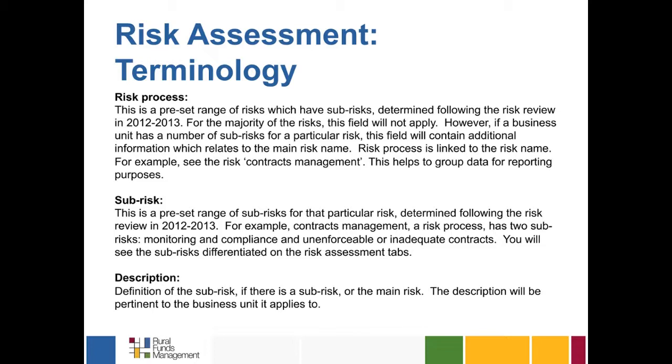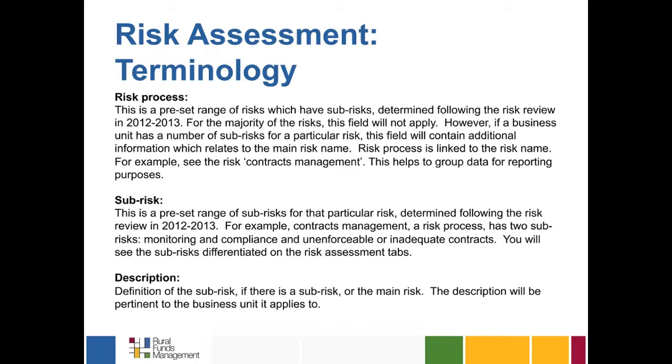Risk process is linked to the risk name. For example, see the risk contracts management. This helps to group data for reporting purposes. Sub-risks are a preset range of sub-risks for that particular risk determined following the risk review in 2012. For example, contracts management, a risk process, has two sub-risks, monitoring and compliance, and unenforceable or inadequate contracts. You will see the sub-risks differentiated on the risk assessment tabs.